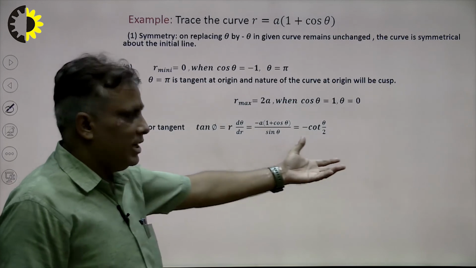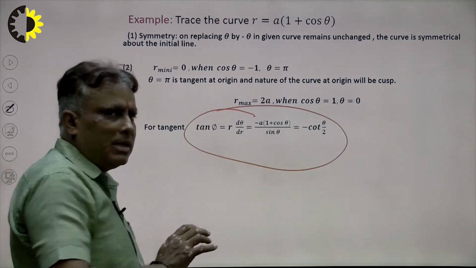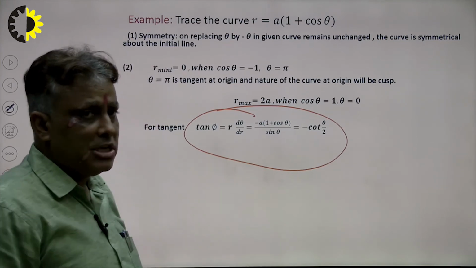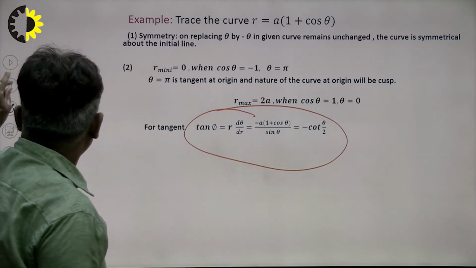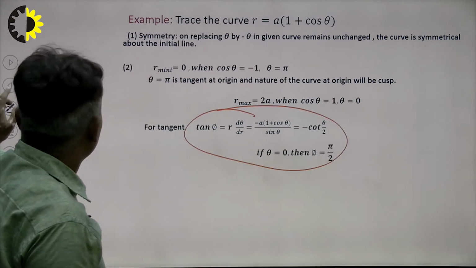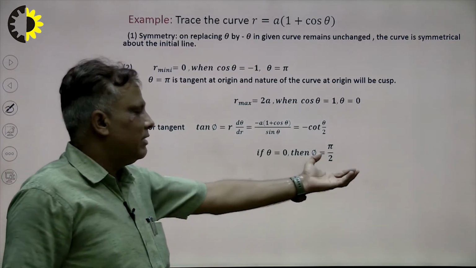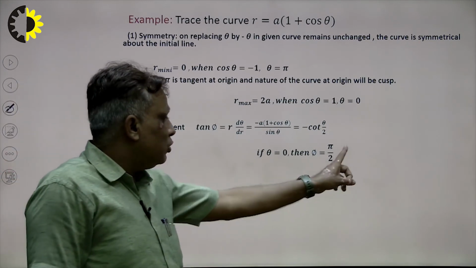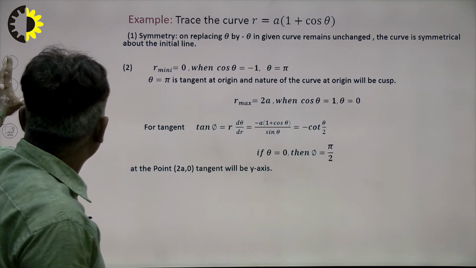Suppose I want to calculate the tangent, so this is the problem of calculating the tangent in polar form, but there is no need of such type of calculation. A student can draw it with the help of r minimum and r maximum only. So in this way we can find out our problem, right? And we can check here, if theta is equal to 0, then phi will be pi by 2. That means the tangent will be phi is equal to pi by 2, that means the y-axis. That is the proof of our calculation, whether this is right or not.